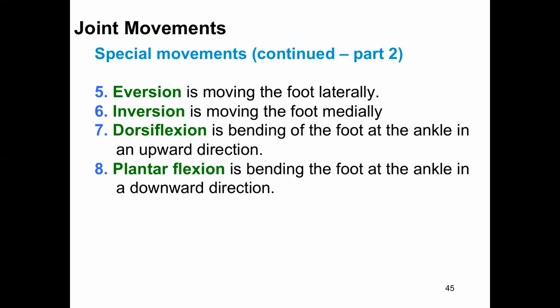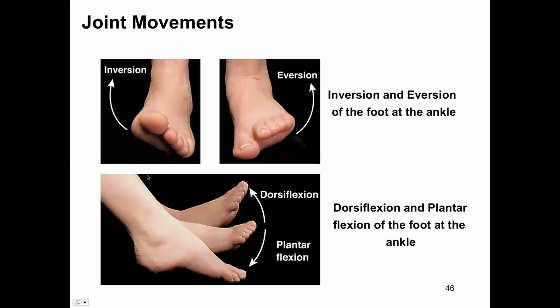Then we have plantar flexion, which is the bending of the foot and the ankle in the downward orientation. So dorsi is up and plantar is down, all right? Here you have your examples: inversion and eversion, which is moving the foot on the side, and dorsiflexion is up and down. So dorsi up, plantar down. If you're pointing your toe, it would be plantar flexion.